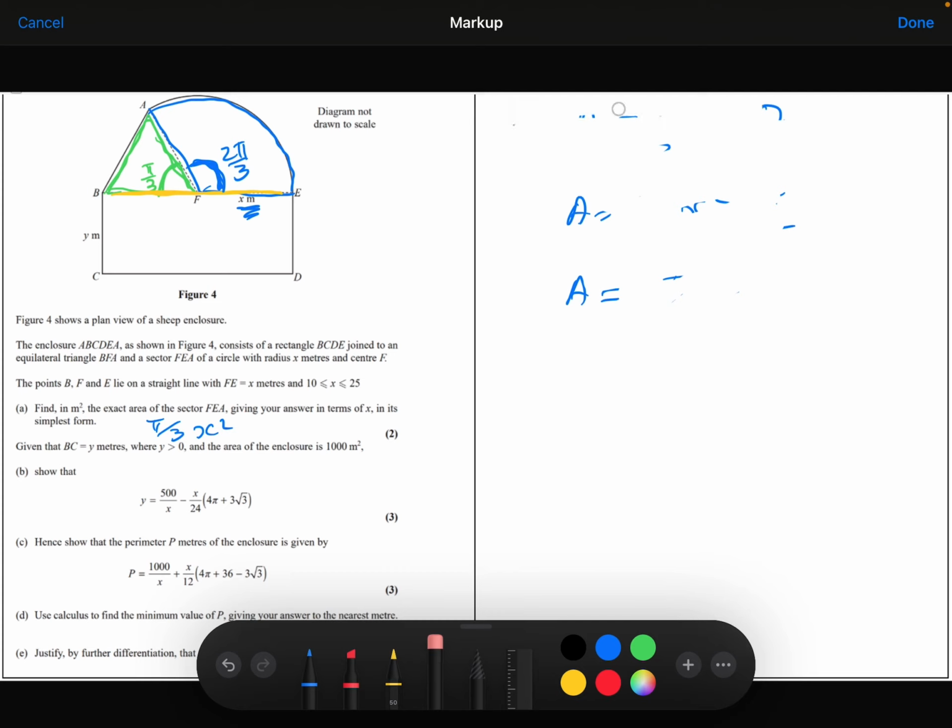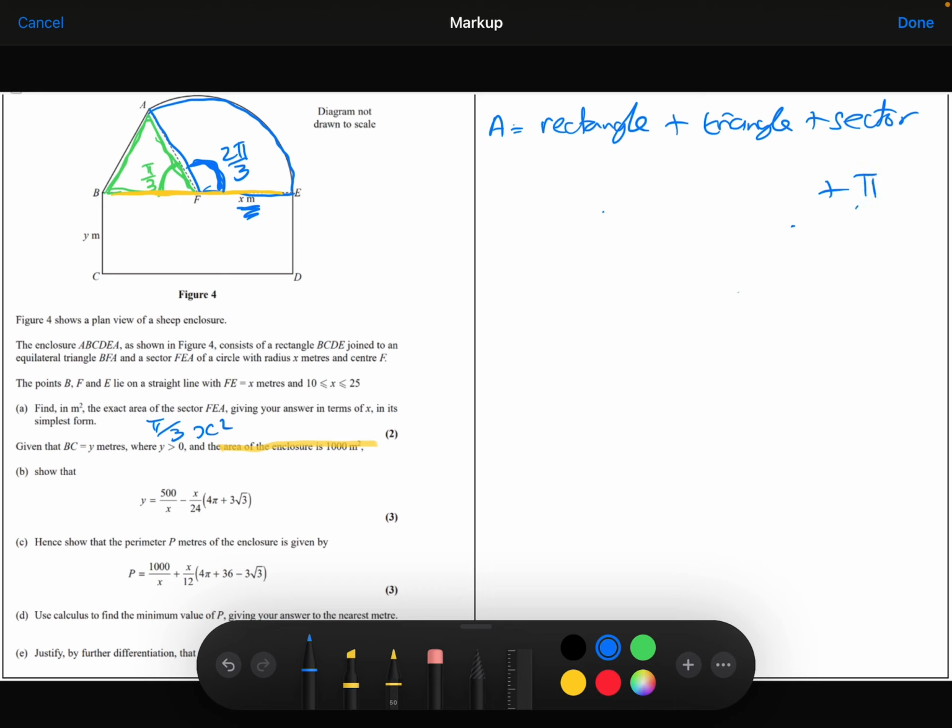We are told that the length BC is y, and y is greater than 0, and we've been told that the area of the enclosure is 1000. I need to show that y is equal to that expression. So the area will be the area of the rectangle, plus the triangle, plus the sector. We already know the sector. We just did that in the previous question. That's pi over 3 x squared. Let's work out the rectangle and the triangle now.